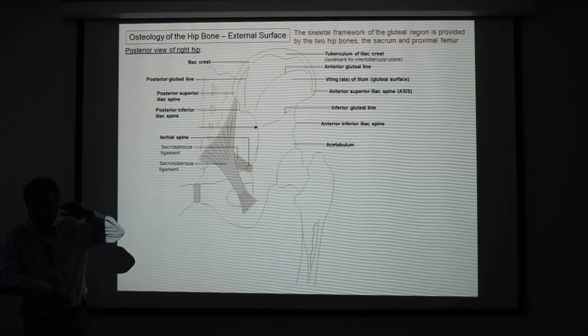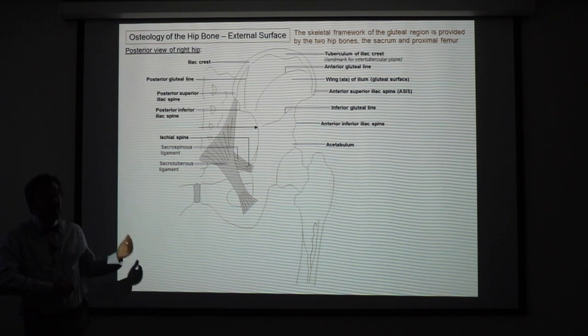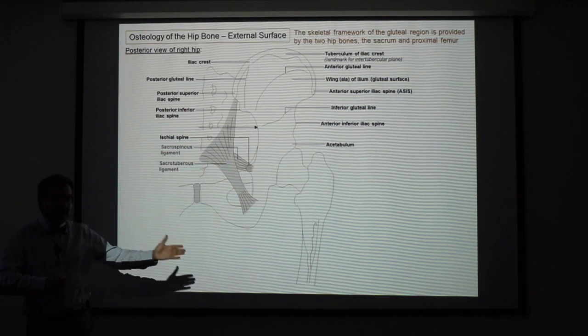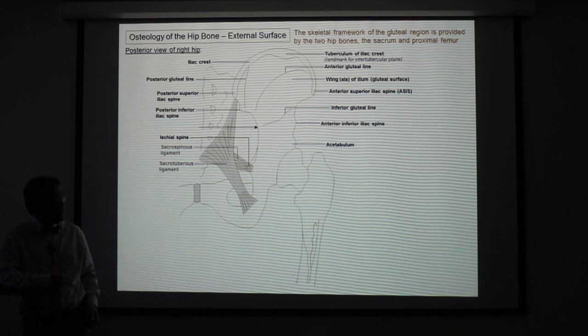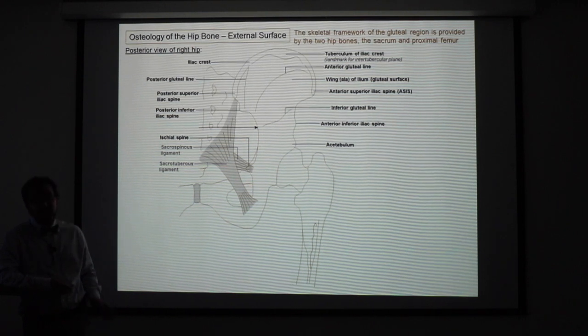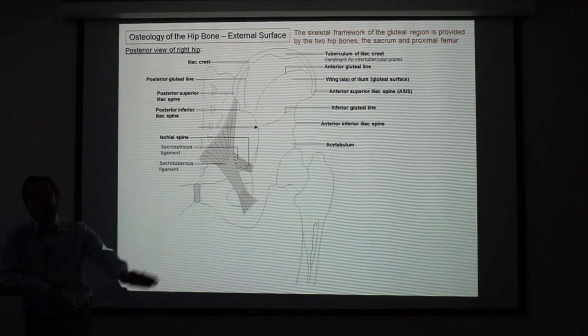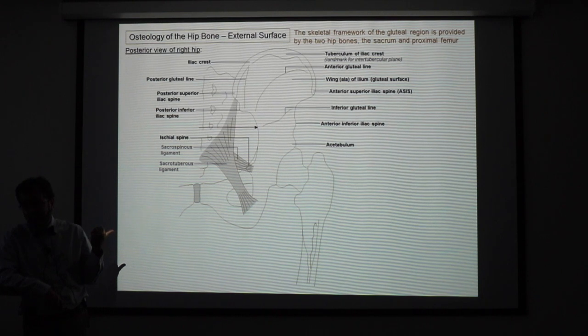So you need to understand two things. The greater sciatic foramen is important because the nerves and vessels within the pelvis are going to come out and go to the gluteal region through the greater sciatic foramen, while the lesser sciatic foramen is important because the nerves and vessels within the gluteal region will re-enter the pelvis through the lesser sciatic foramen.